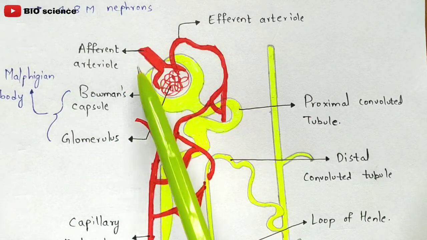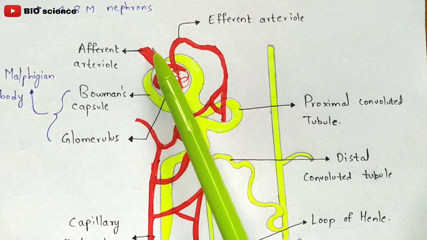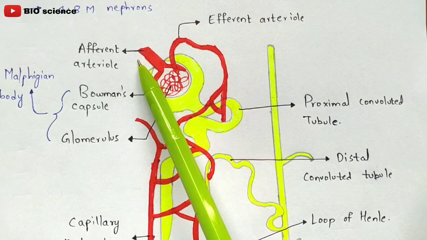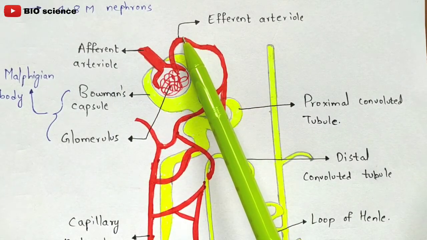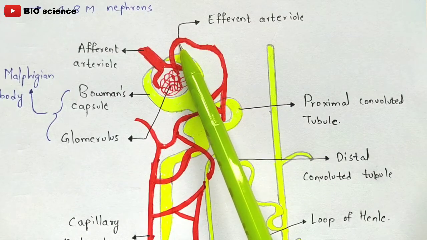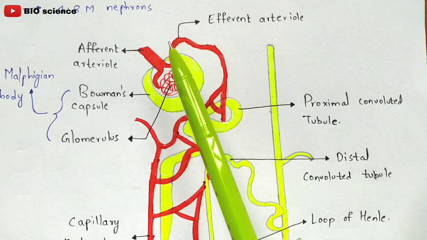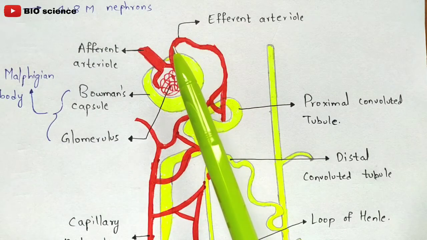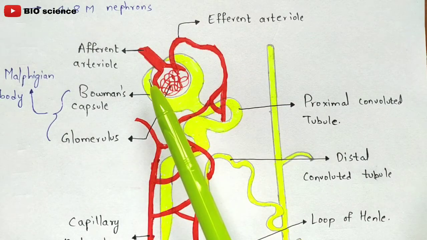So this capillary, which is very broad and at the starting point of the nephron, is called the afferent arteriole, and this is called the efferent arteriole. Why is it called the efferent arteriole? Because it is very narrow and it is the end point, right? In a single sentence, the glomerulus starts from the afferent arteriole and ends towards the efferent arteriole.